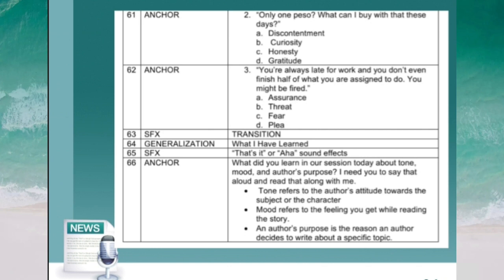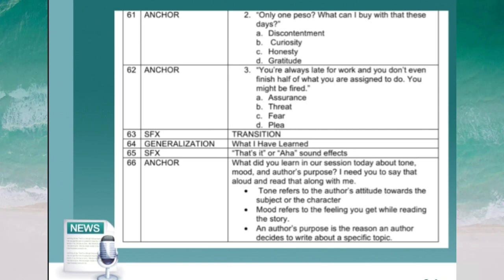2. Only 1 peso? What can I buy with that these days? A. Discontentment. B. Curiosity. C. Honesty. D. Gratitude. 3. You're always late for work and you don't even finish half of what you are assigned to do. You might be fired. A. Assurance. B. Threat. C. Fear. D. Plea.